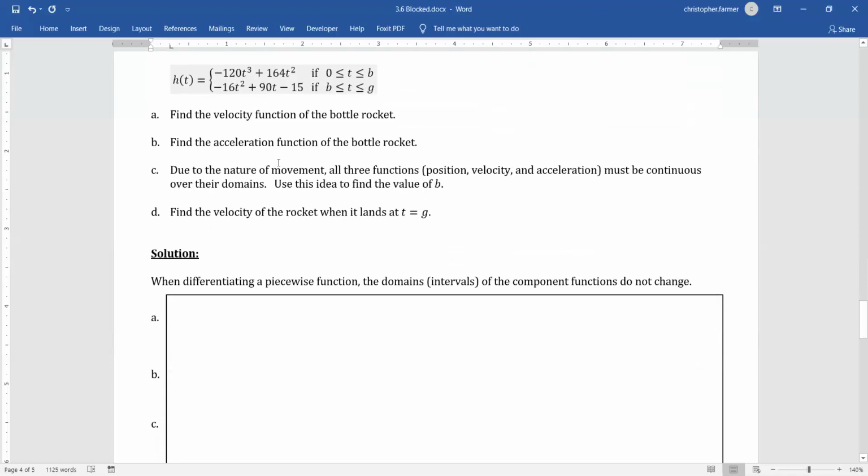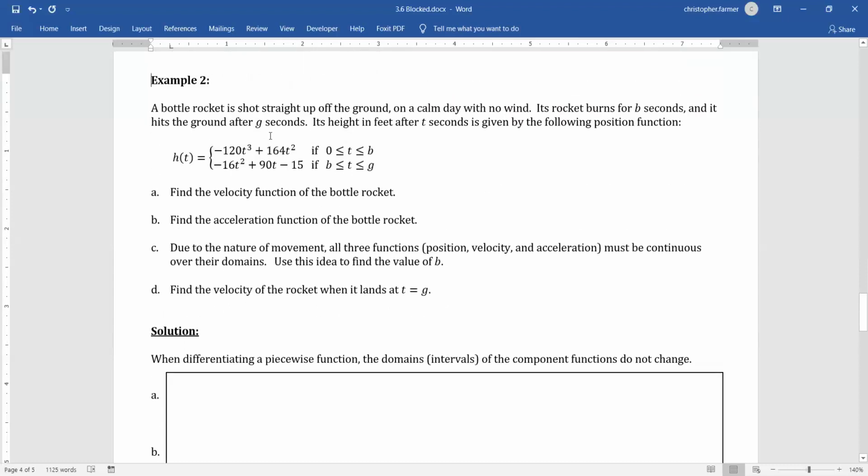But beyond that, it's just asking, hey, find the velocity function, find the acceleration functions. We're just going to take derivatives again of some things that are much easier to work with. And then we'll work through the rest of this in terms of trying to figure out what the value of B is, and then how fast the rocket is moving when it hits the ground. And again, I guess I didn't say this, I'm letting G represent when it hits the ground.